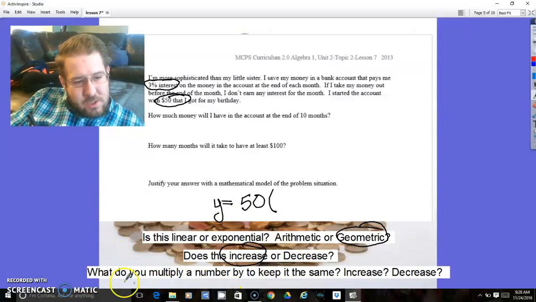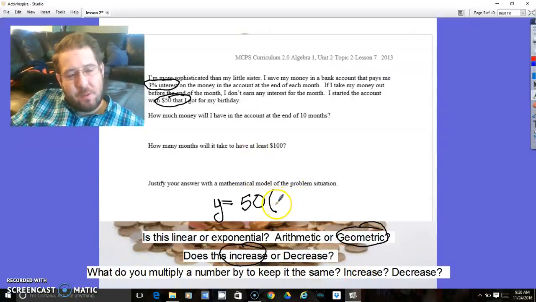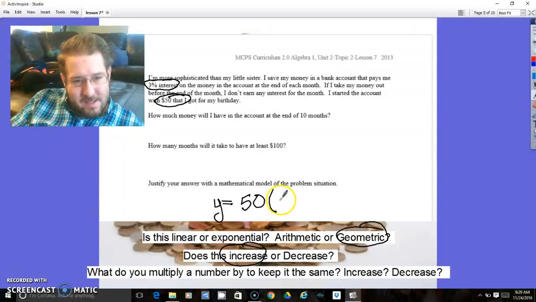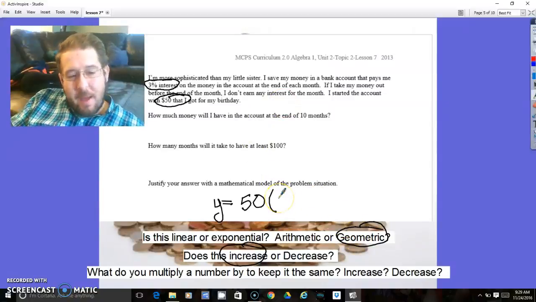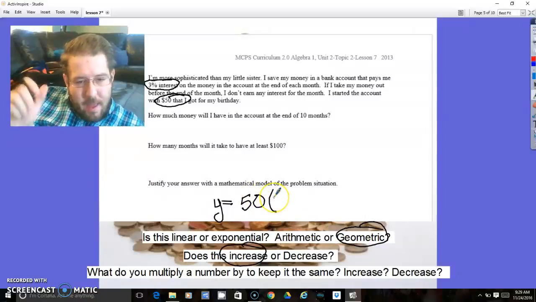And this question is probably the most important to help you understand this. What would you multiply a number by to keep it the same? So what would this rate have to be if it was never changing? It would be 1, because anything times 1 is itself. If you multiply a number by something greater than 1, it's going to increase. If you multiply a number by a number that's less than 1, it's going to decrease, meaning a fraction, not anything less than 0. Anything less than 1 is decreasing. More than 1 is increasing.